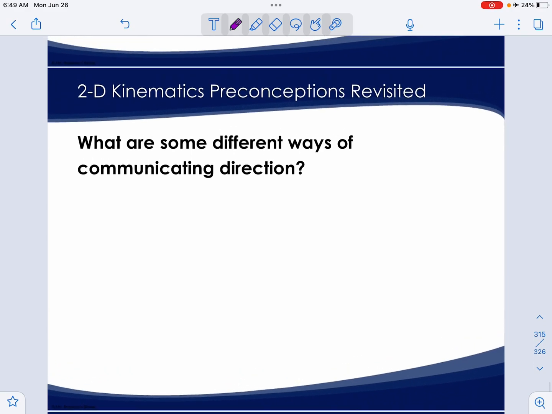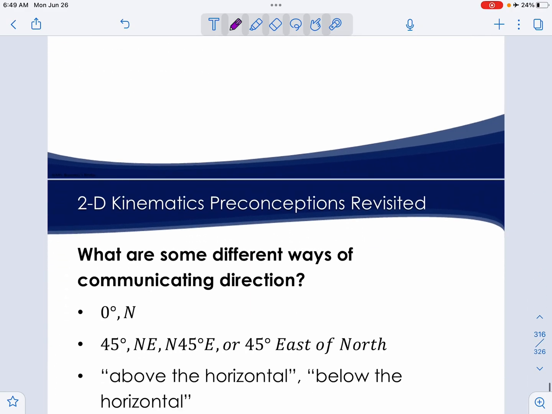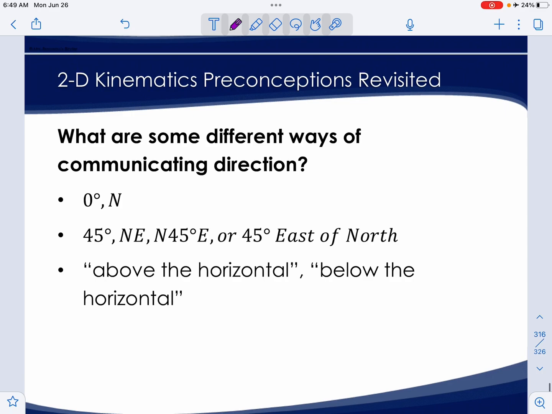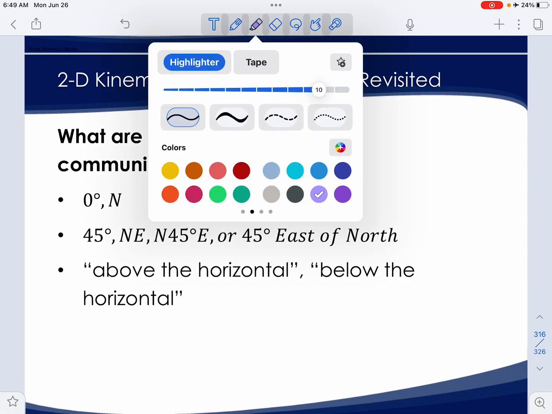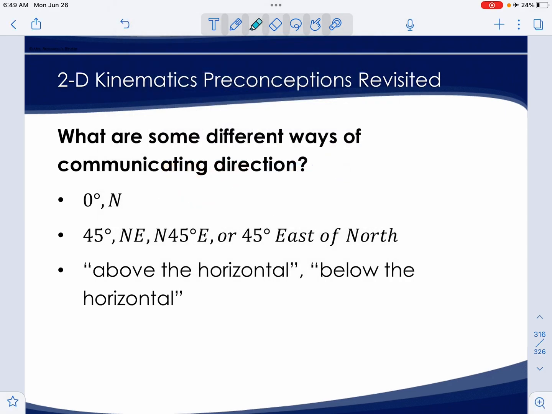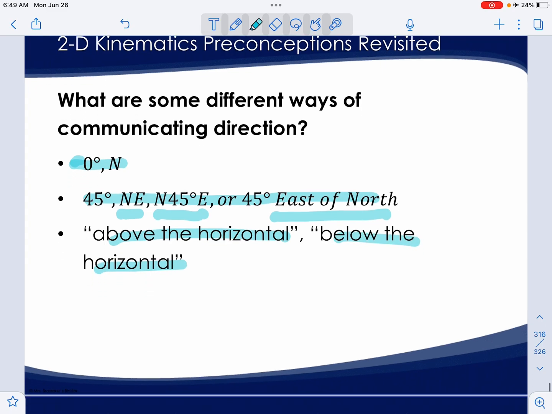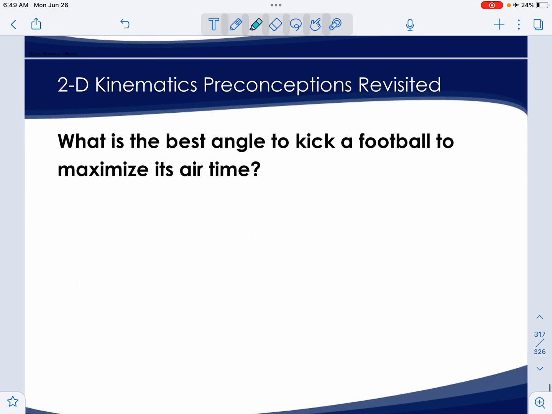What are some different ways of communicating direction? So here we have lots of different ways. You can do 0 degrees north. So you can do northeast, north, and then give a degree east, or east of north, above the horizontal, below the horizontal. These are all different ways that you can describe direction.